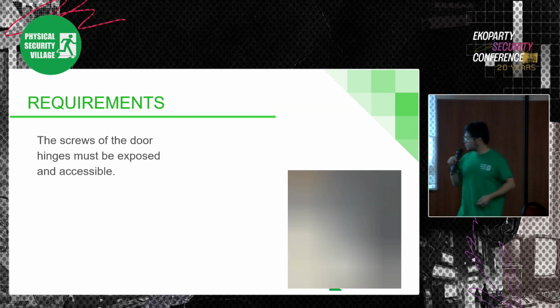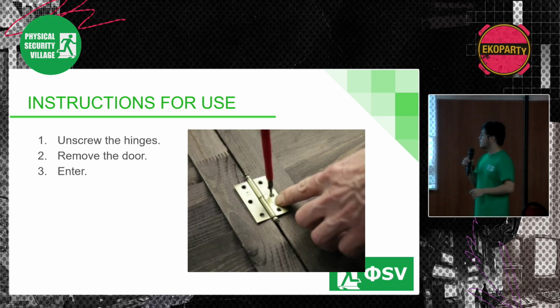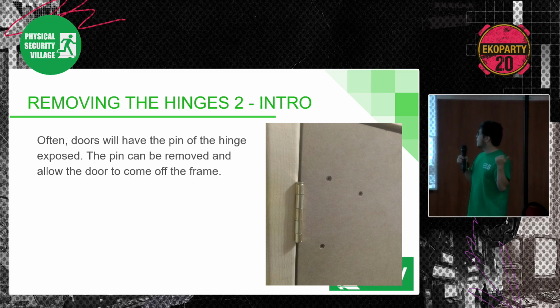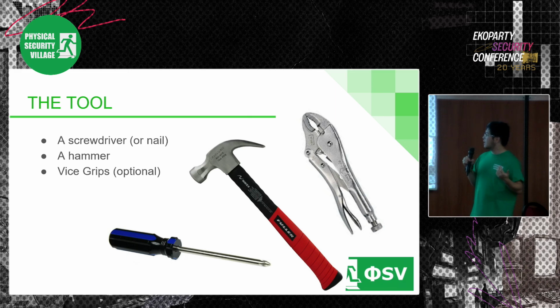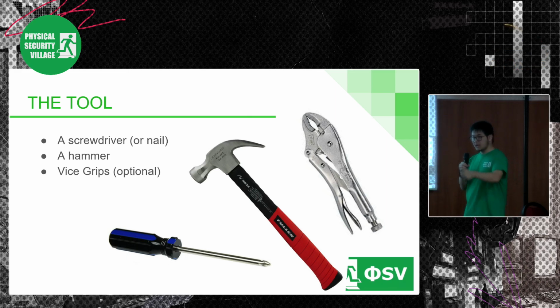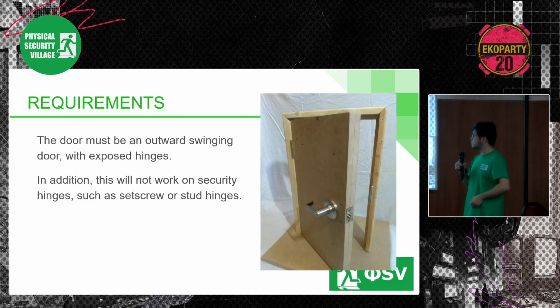So all you need is a screwdriver, and for the hinges of the doors to be exposed from the outside of the door. As I mentioned before, all you need to do is unscrew the hinges. Oftentimes the doors will have the pins of the hinge exposed. So from this, the pins can be removed and the door can literally come off the frame. You can also use vice grips or a hammer sometimes, depending on the hinge, you might need to hammer out the hinges.